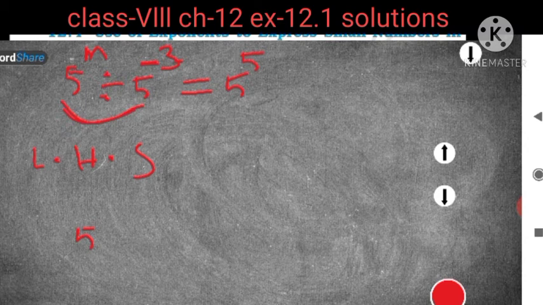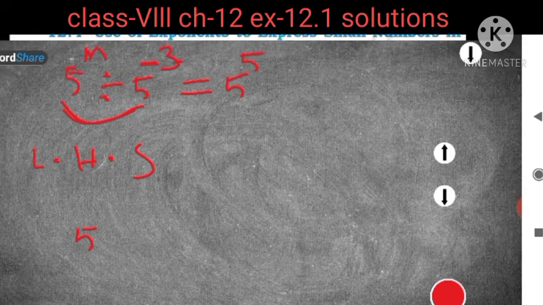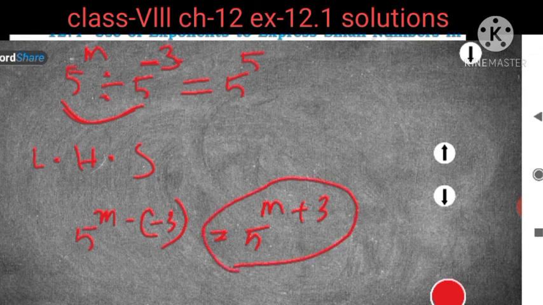That means the bases are the same, isn't it? If the bases are the same, then the powers will be subtracted, isn't it? That means m minus, then again minus 3, because the next power is minus 3. So you have to write m minus minus 3. Now if you simplify this, what you will get? 5 to the power m, minus minus will become plus. So it will be 5 to the power m plus 3, isn't it? So we got 5 to the power m plus 3 for the left hand side.